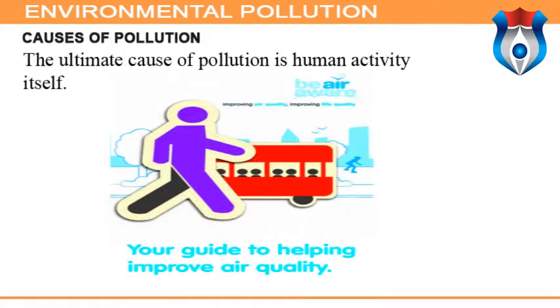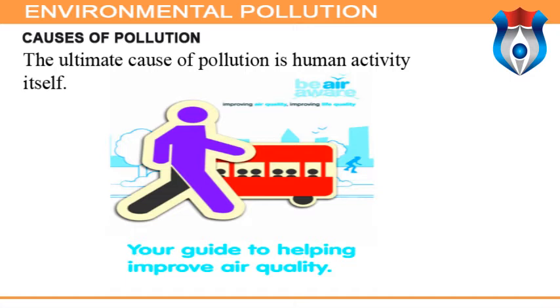Now, moving on to the next topic, we will study the causes of pollution. The ultimate cause of pollution is human activity itself. Pollution is a human contribution to nature. Science has evolved technologies, and technologies have helped human welfare. In the process, pollution has been a part of technology and therefore a part of human miseries.